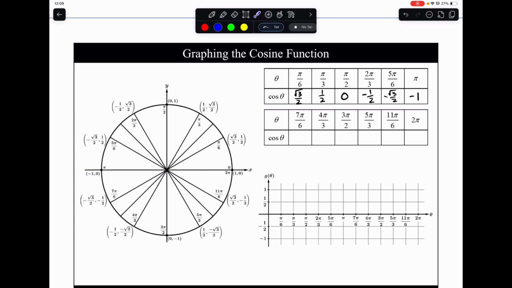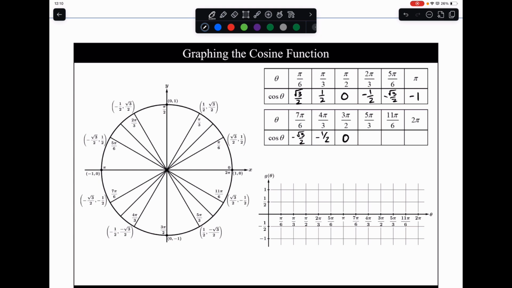Now, continuing in the bottom quadrant, since we're looking at the x values to the left of the y-axis, those values are going to be negative. So these values right here are all going to be negative, and we're going to have negative radical 3 over 2, negative 1/2, and negative 0, which is just 0. And then when we move to the next quadrant, quadrant 4, these are going to be positive, since again, we're looking at the x values.